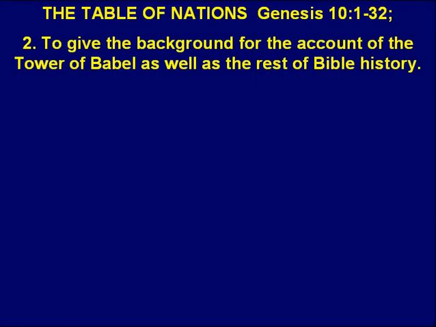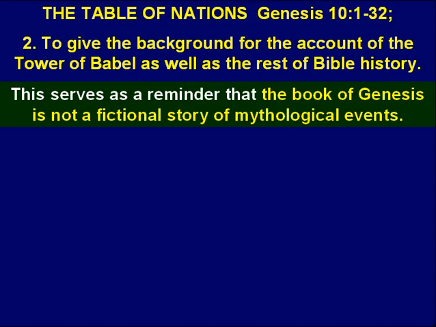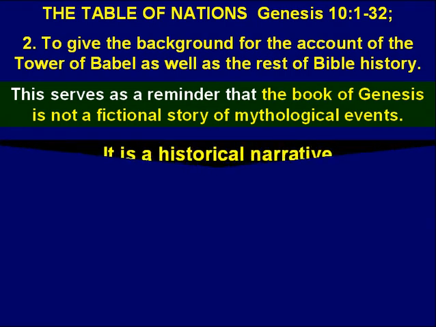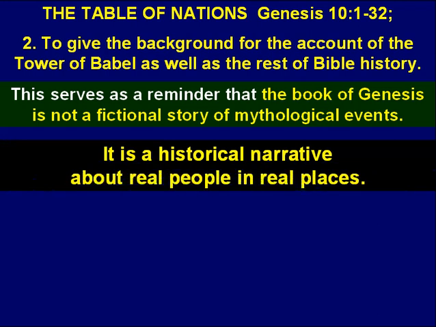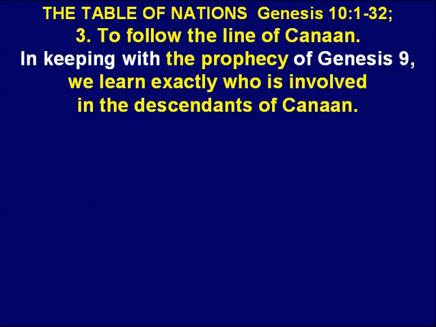Second, to give the background for the account of the Tower of Babel, as well as the rest of Bible history. This serves as a reminder that the book of Genesis is not a fictional story of mythological events. It's a historical narrative about real people in real places. Thirdly, to follow the line of Canaan, to keep with the prophecy of Genesis 9, we learn exactly who is involved in the descendants of Canaan.